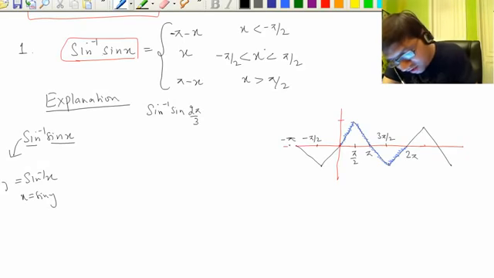So sine inverse sine x, if I take an angle x between minus pi by 2 and pi by 2, I can cancel the sine, because for x between minus pi by 2 and pi by 2, the value of sine x is between minus 1 and 1.